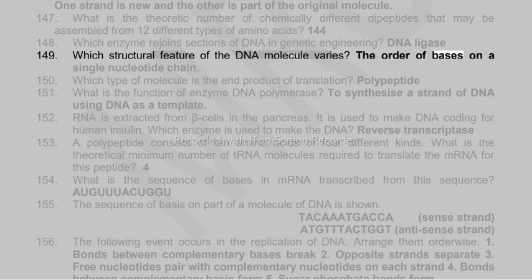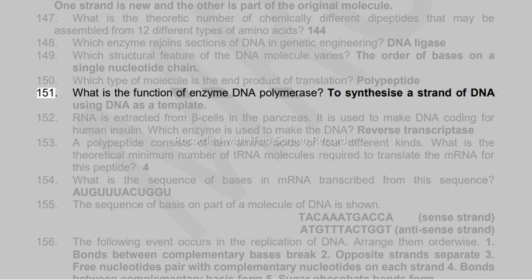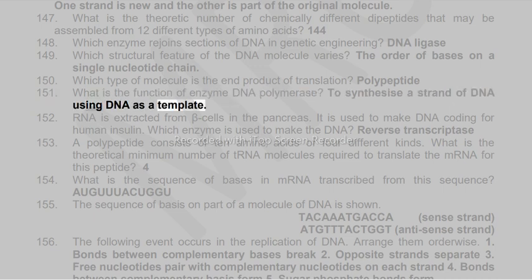149. Which structural feature of the DNA molecule varies? The order of bases on a single nucleotide chain. 150. Which type of molecule is the end product of translation? Polypeptide. 151. What is the function of the enzyme DNA polymerase? To synthesize a strand of DNA using DNA as a template.